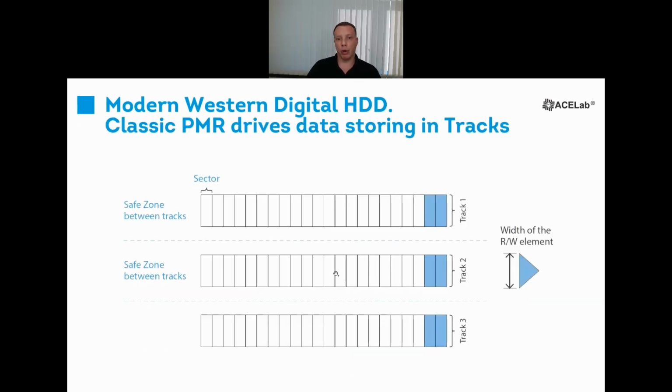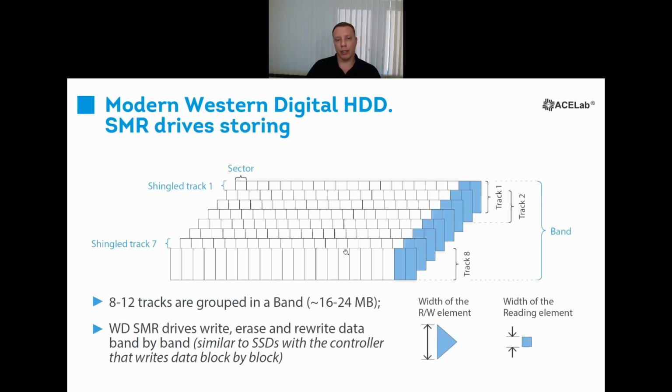Just a quick reminder of the difference between classic drives and modern drives. On classic drives, data were stored in tracks which are located with some distance between each other. This technology is called perpendicular magnetic recording. On the modern drive, the situation becomes different, because it's necessary to somehow produce drives with higher capacity.